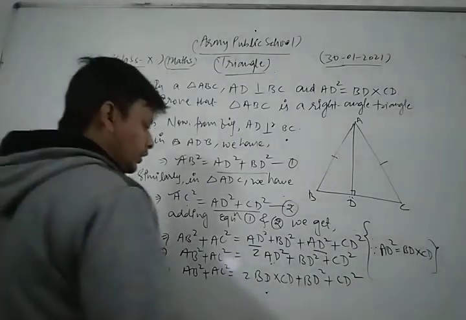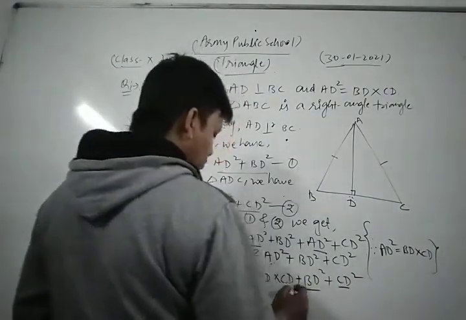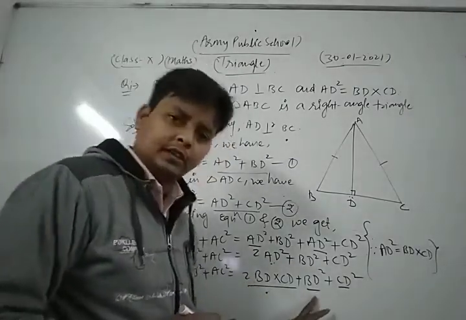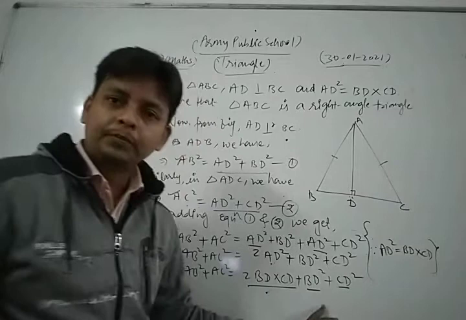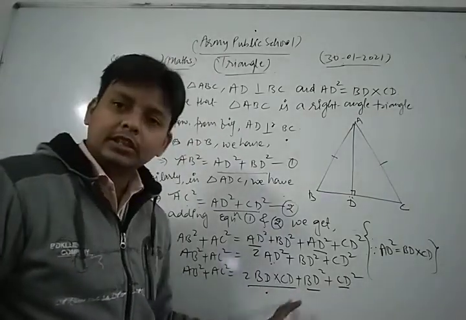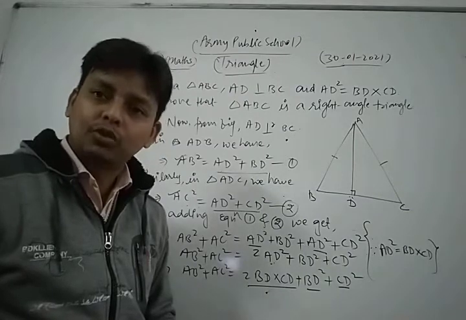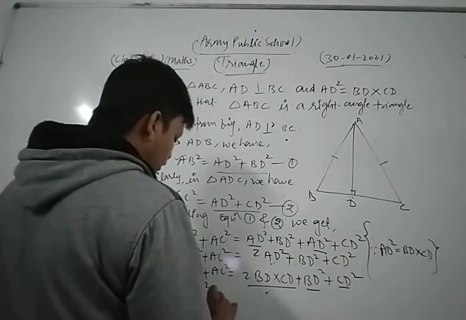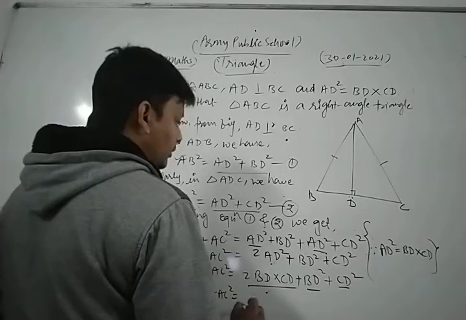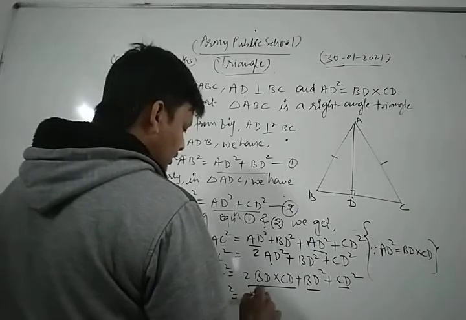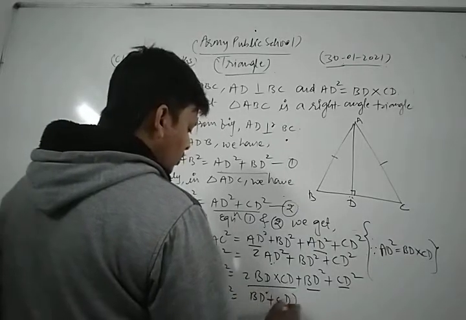Now this is the formula for a square plus b square plus 2ab. Here BD is a and CD is b, so BD square plus CD square plus 2 times BD into CD is the formula for a plus b whole square. So we can write AB square plus AC square is equal to BD plus CD whole square.